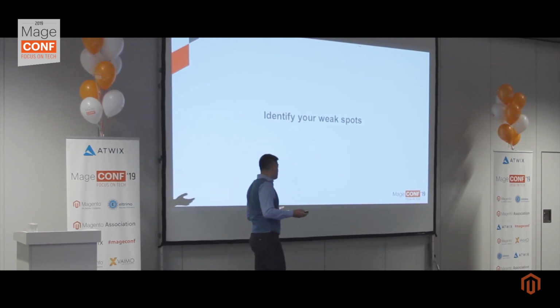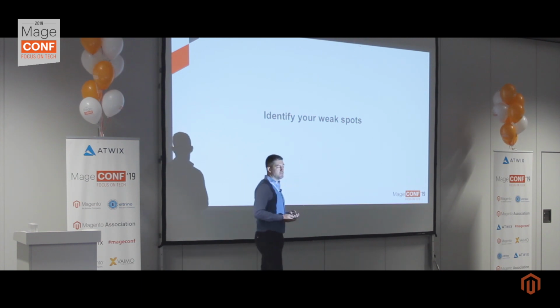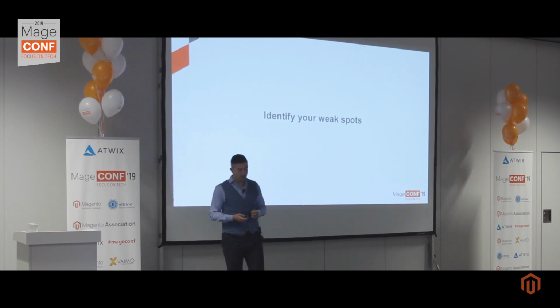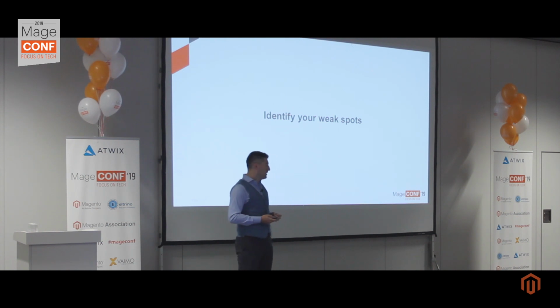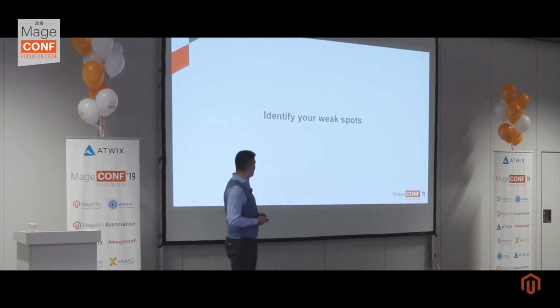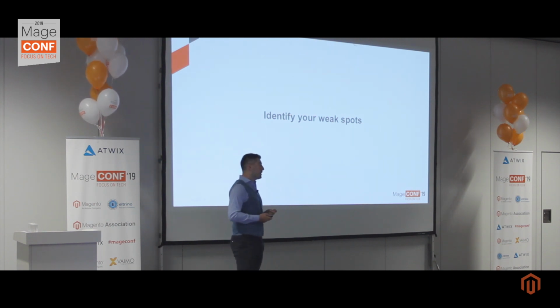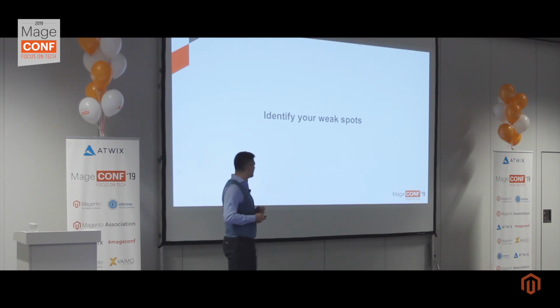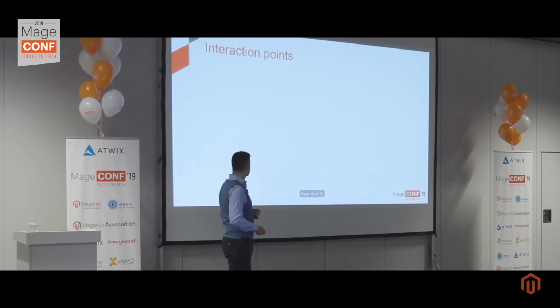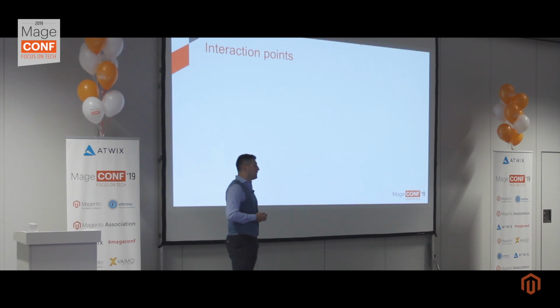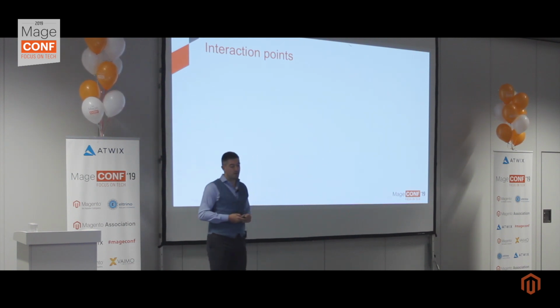A weak spot would be, let's say, a door, window, pipes, or a chimney if you're brave enough. So what would be our weak spots, or how could we interact with our system? There are a couple of interaction points.